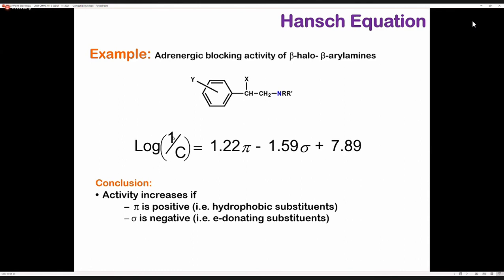So what he wants to find is the minimum dose. So here, that's why they create the log 1/C equation. So this is his equation. You have pi here, which is the contribution of part of the molecule, right? So the log P of part of the substituent, and then you have the Hammett constant, right? You have the Hammett constant, and this one is your overlap of your graph, right? So what he gets is that activity increases if pi is positive, and sigma is negative, right?